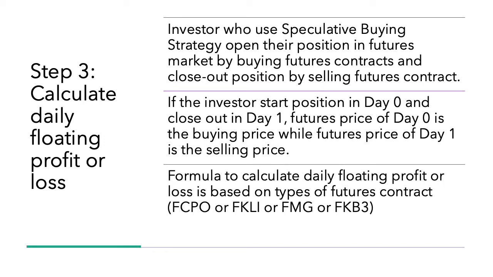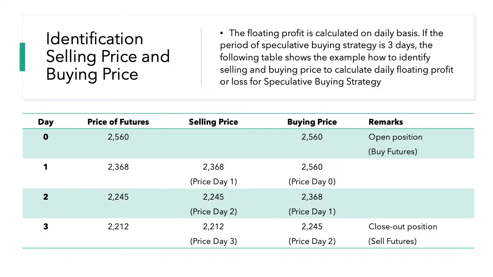To calculate daily floating profit and loss for day 2, the broker assumes you opened a position yesterday and you're going to close out your position today. So you open a position, you buy futures at price day 1, which is 2368, and then the broker assumes you're going to close out in day 2. So price day 2, you sell futures, your selling price at 2245.